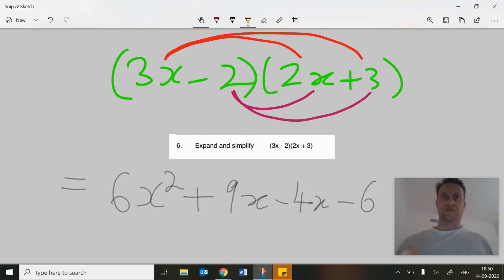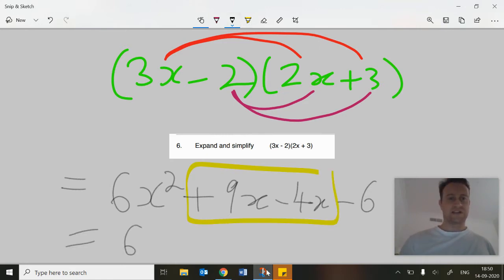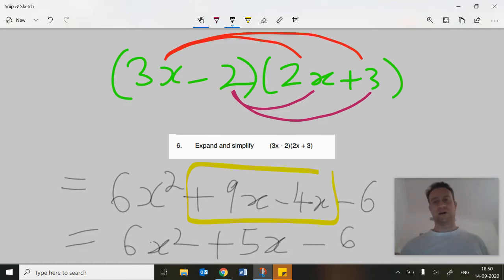Okay, as with the previous questions, we can combine the 2 middle terms, and here we've got 6x squared, and 9x take away 4x is the same as doing 9 take away 4, which is plus 5x, and then we've got our minus 6 there.